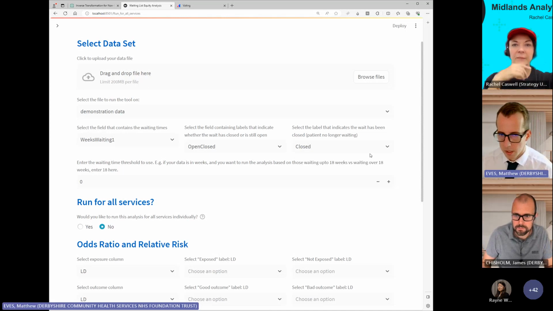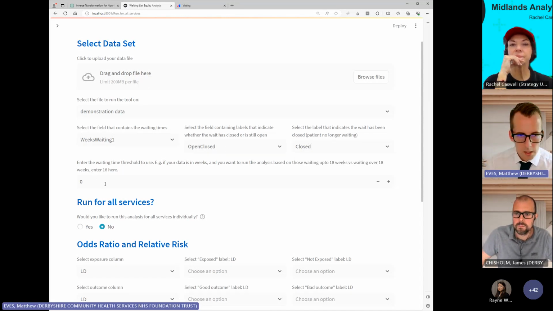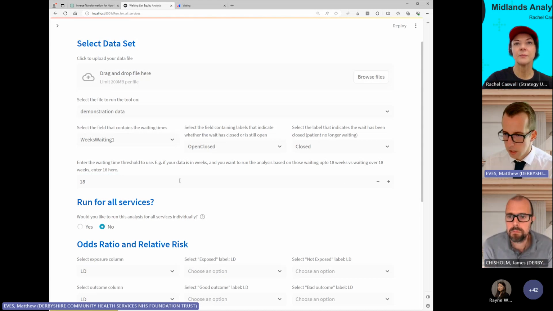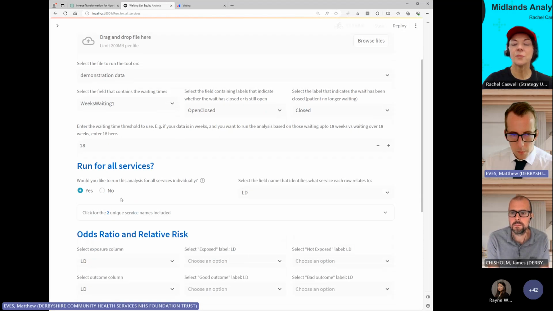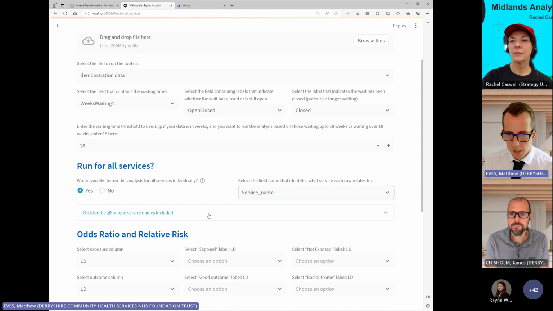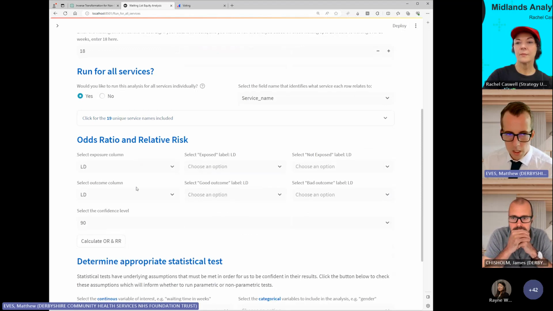And this is just populated with all unique labels that are in whatever column we've selected here. Then we enter the given waiting time threshold in this current use case, so let's say 18 weeks. And this is the option for running for all services. If we run for all, we need to tell it what field contains the service labels, so in that case we drop in here and say service name. This little drop down gives you a preview of all the service names. I've redacted them for the purpose of demonstration, but there are 19 different service names in this example.